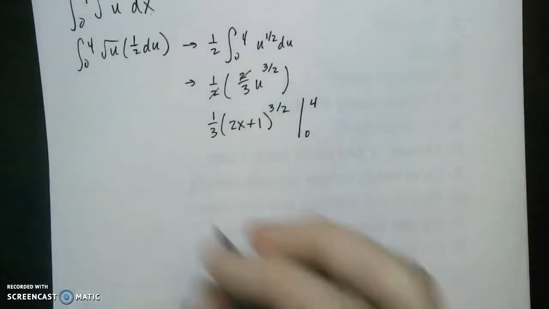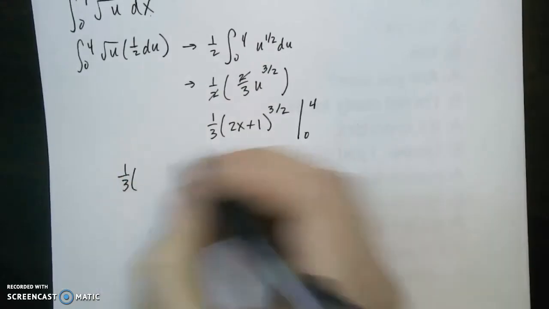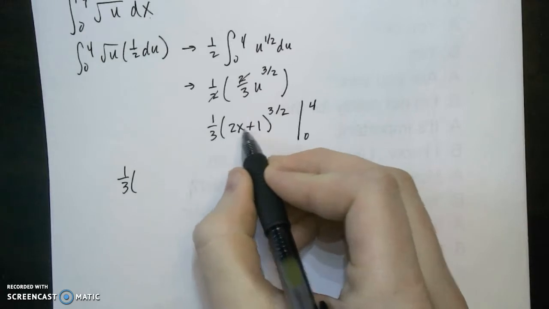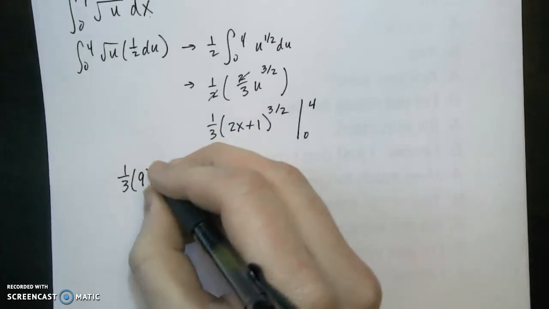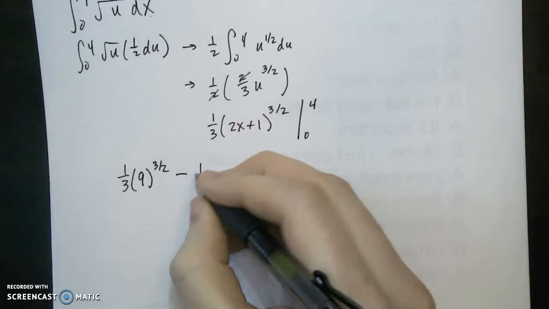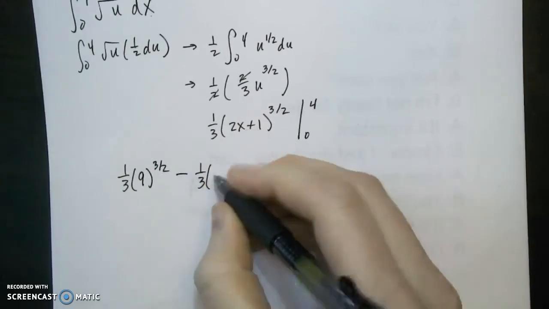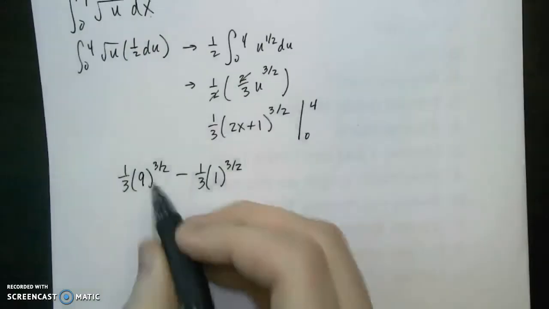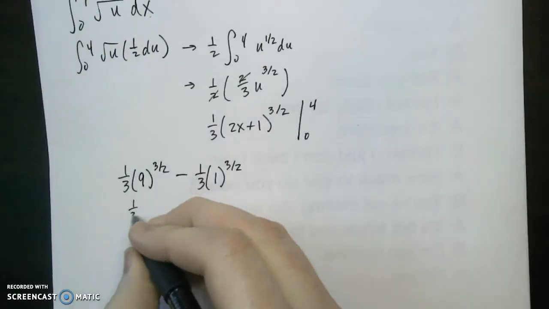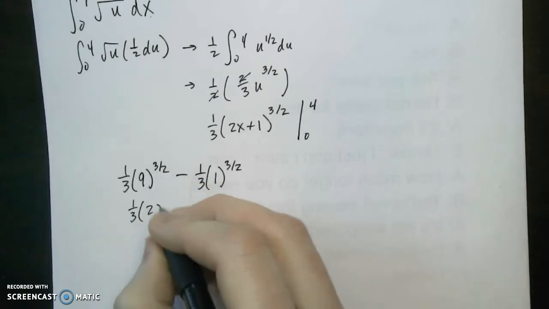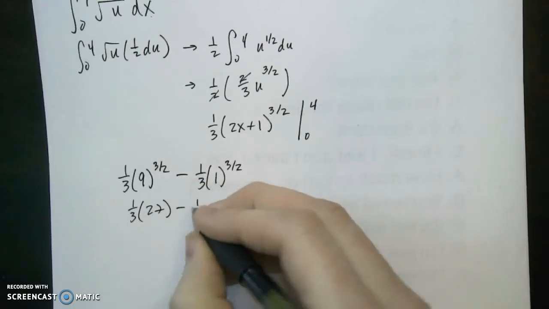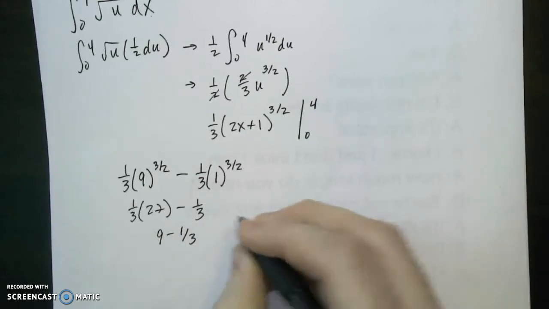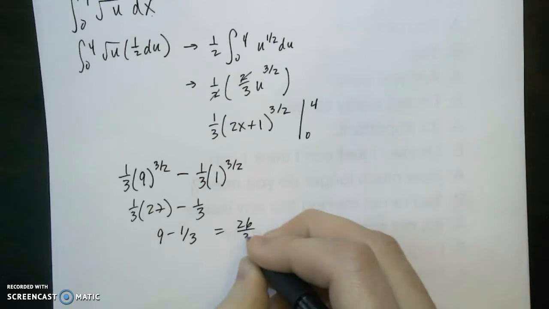So then we're going to plug in 4, which is going to be 2 times 4, which is 8, plus 1. And then 2 times 0 plus 1. And so we have 1/3 times 27, and 1/3 times 1, and that'd be 9 minus 1/3, which is going to give you 26/3.